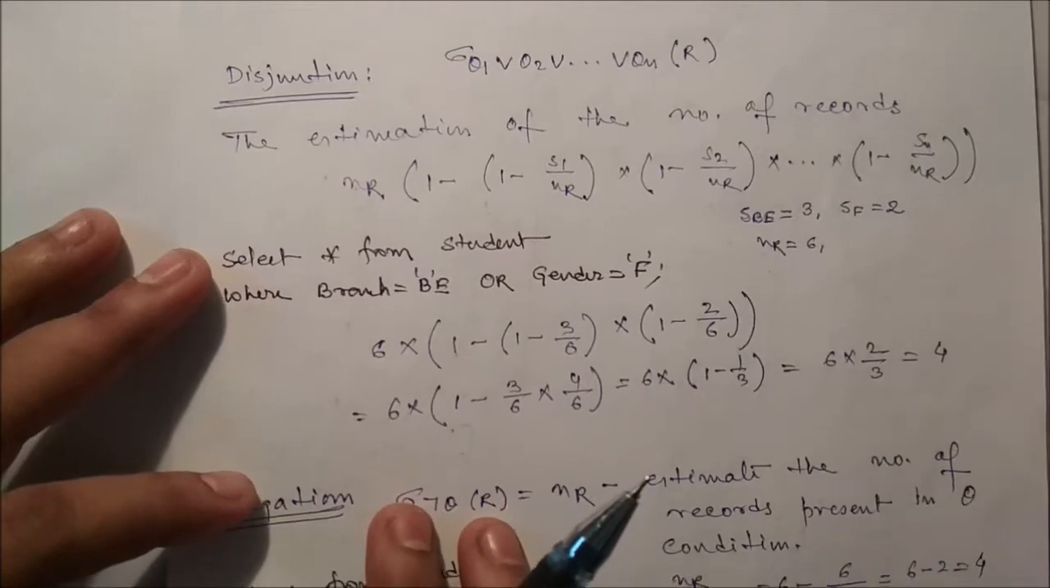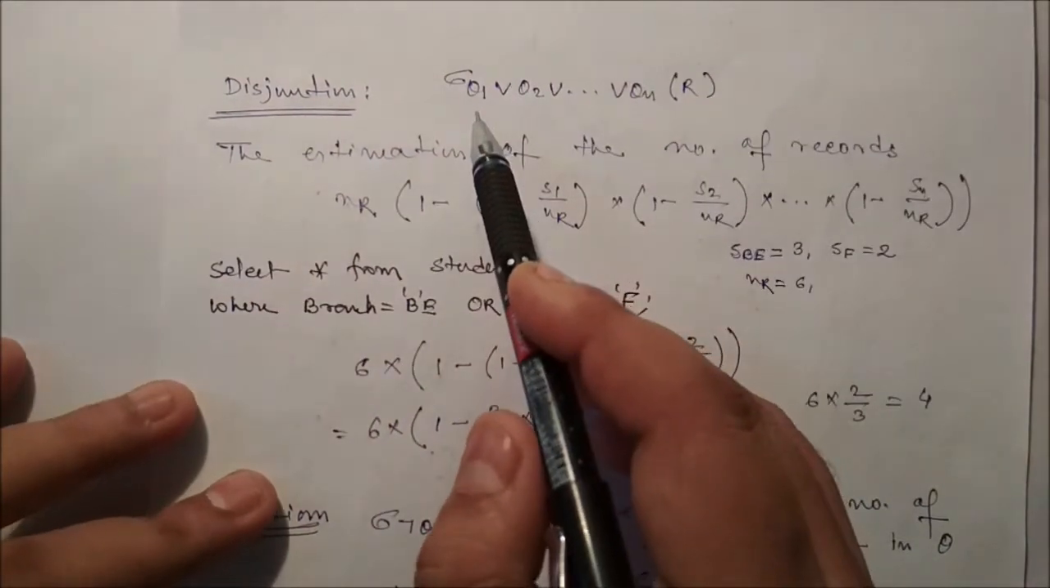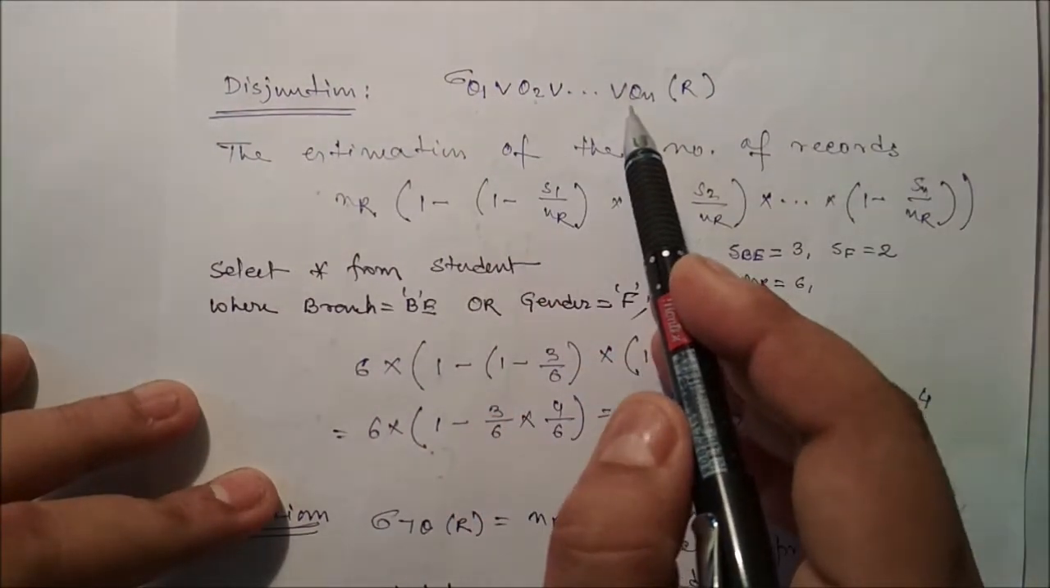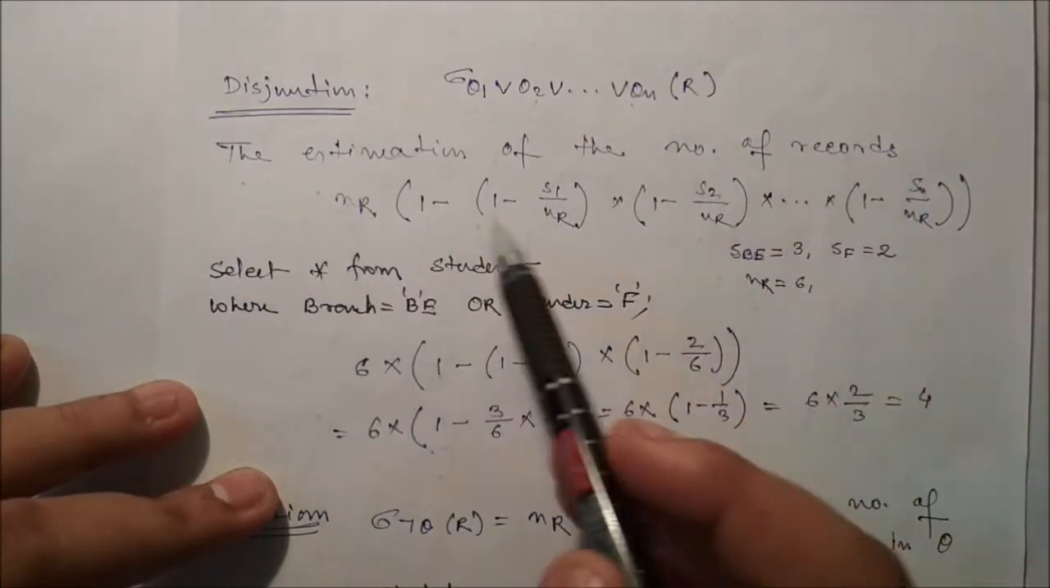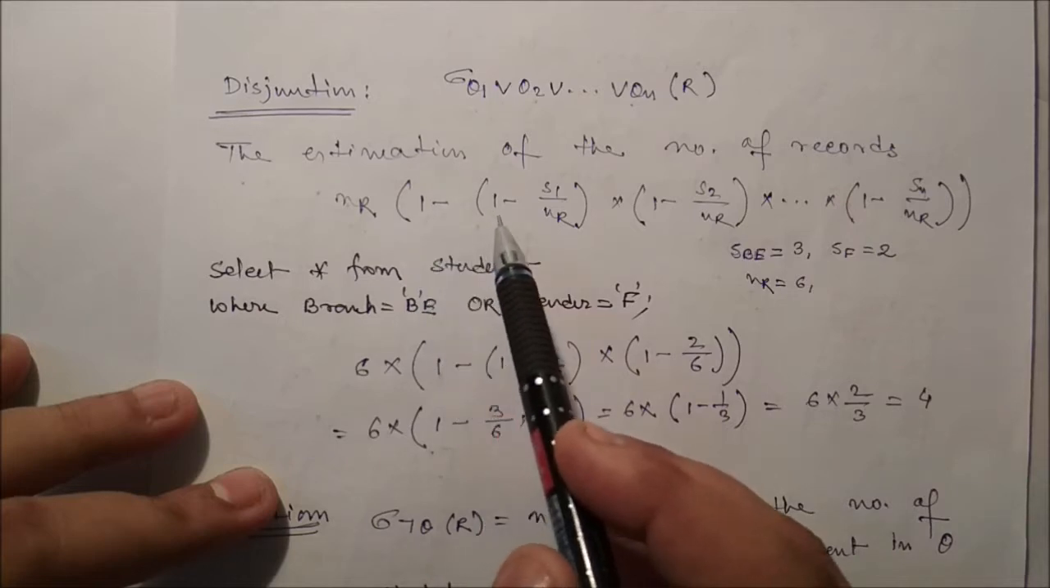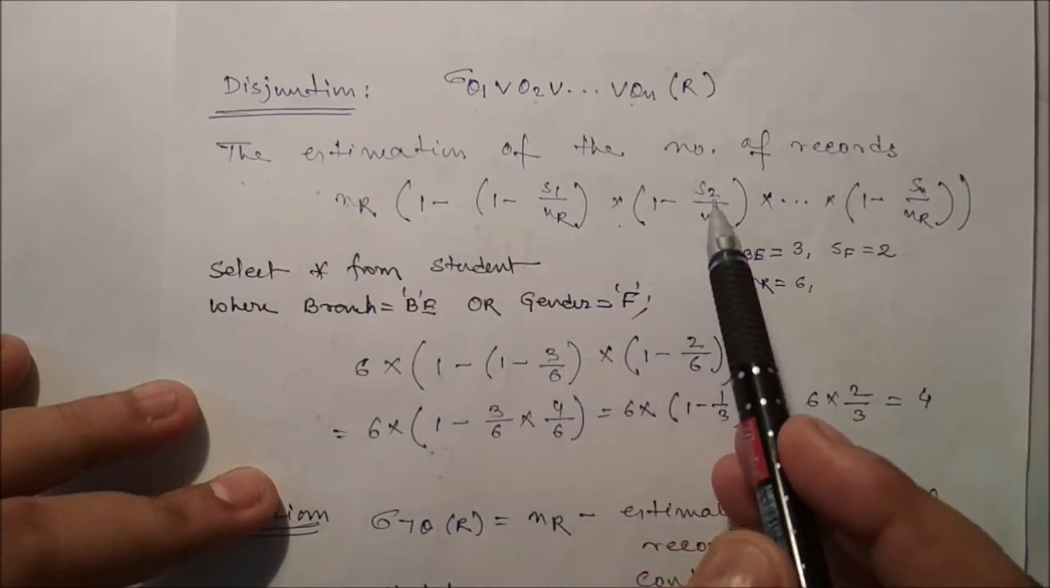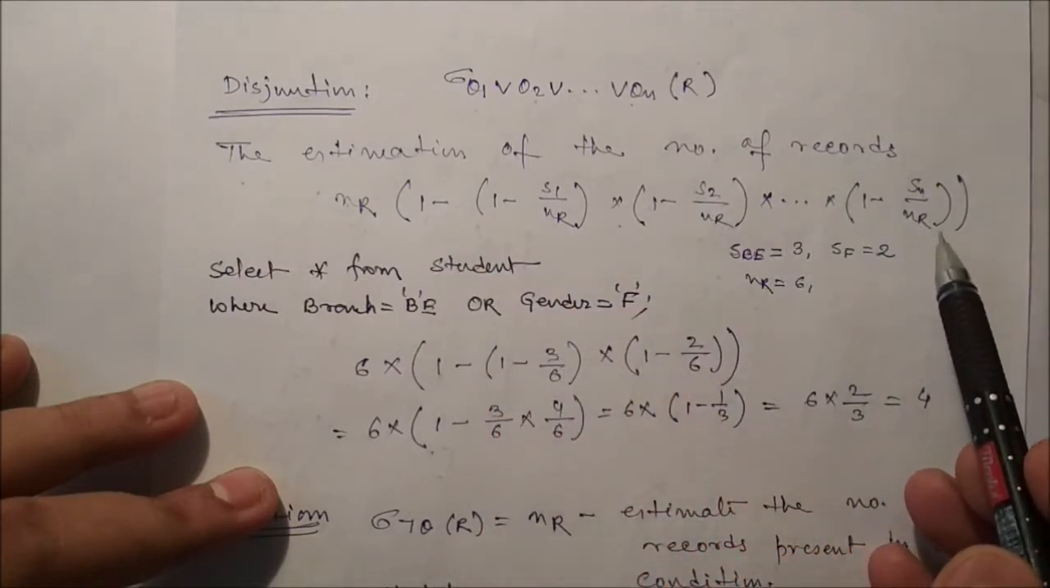If this disjunction is there, we can use what? Condition 1 or condition 2 or condition N. So N number of conditions are there. Now the estimation of the number of records is NR into 1 minus S1 by NR into 1 minus S2 by NR into 1 minus Sn by NR.